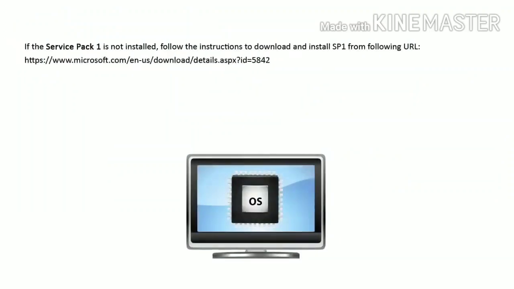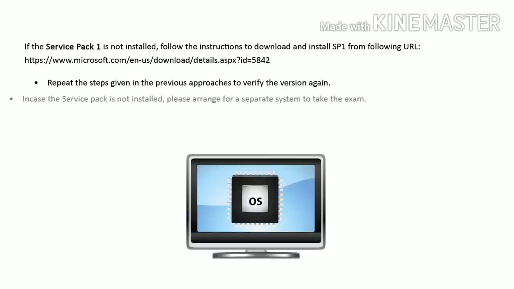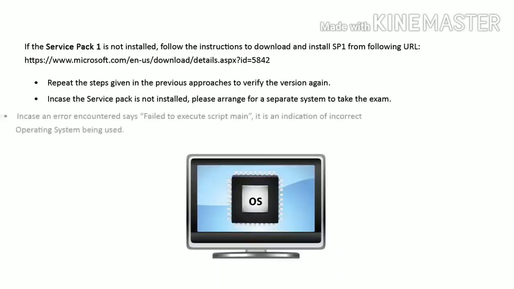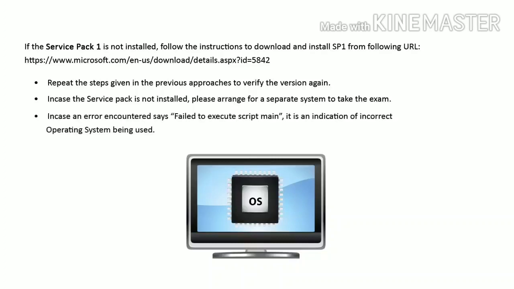If service pack 1 is not installed, follow the instructions to download and install SP1 from the URL mentioned. Repeat the steps given in the previous approaches to verify the version again. In case the service pack is not installed, please arrange for a separate system to take the exam. In case an error encountered says failed to execute script main, it is an indication of incorrect operating system being used.